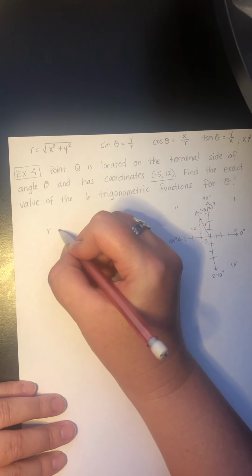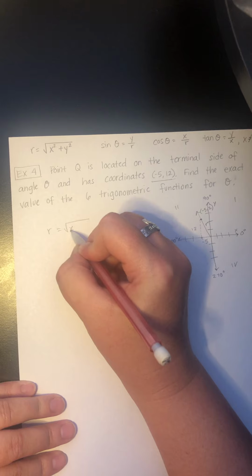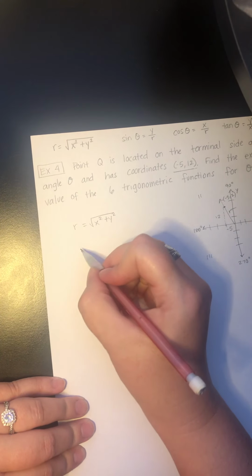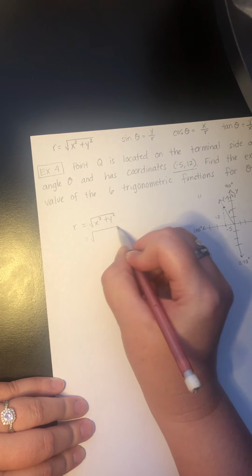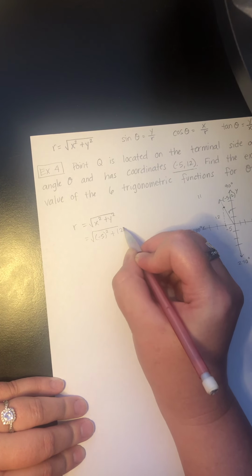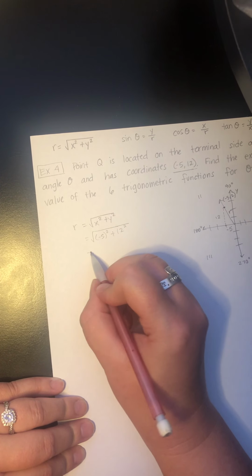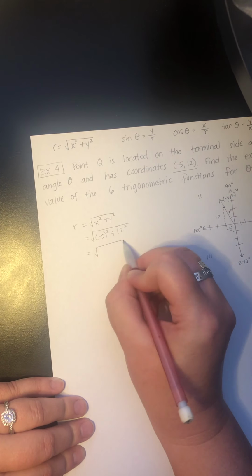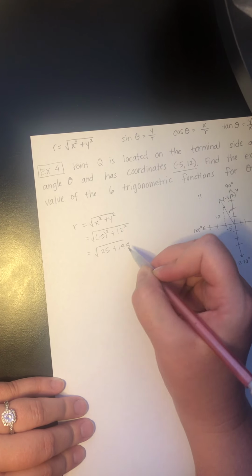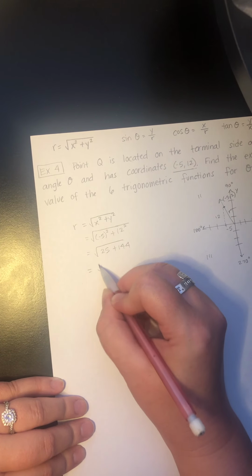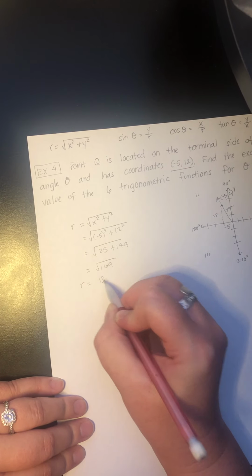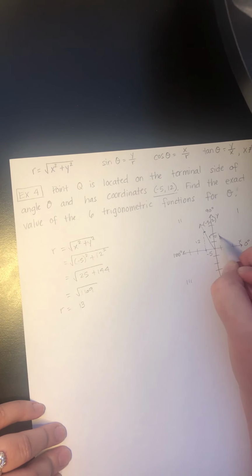So r equals the square root of x squared plus y squared. X is -5 and y is 12. -5 squared is 25. 12 squared is 144. If you add them together, it's 169, and the square root of that is 13. So our radius right here is 13.